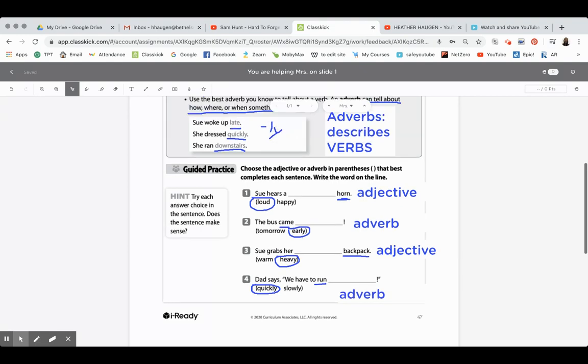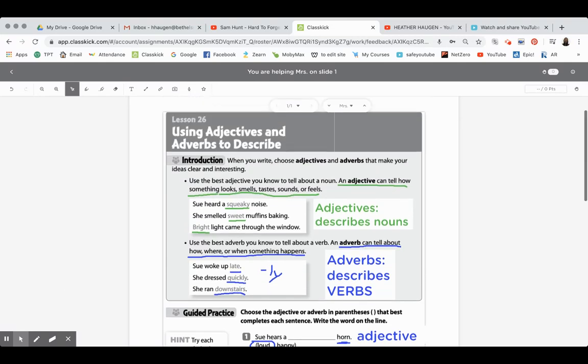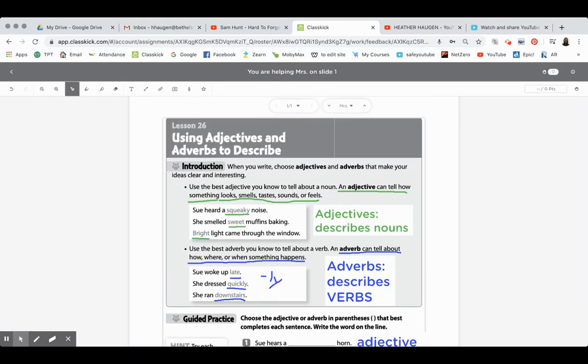Boys and girls, adjectives describe nouns. It tells how something looks or smells or tastes or feels, describes a noun. Adverbs, on the other hand, describe a verb. It tells how you do something, where you do something, or when you do something. And sometimes it has that really helpful ly at the end of the word. Boys and girls, your job is to go back to Class Kick and complete your own adjective and adverb page carefully.